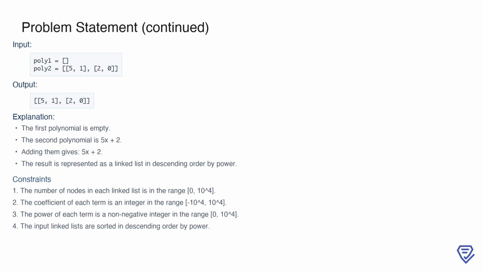In this third example, poly1 is an empty polynomial, while poly2 is 5, 1, 2, 0, representing 5x plus 2. Since the first polynomial is empty, there are no terms to combine with poly2. Therefore, the result is simply the second polynomial as it is, and it is represented as the linked list 5, 1, 2, 0. This highlights that when one of the input polynomials is empty, we simply return the other polynomial unchanged as the result. Now, let's move on to the constraints of the problem.